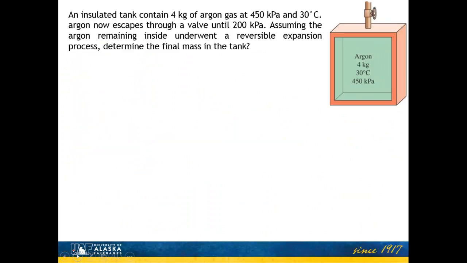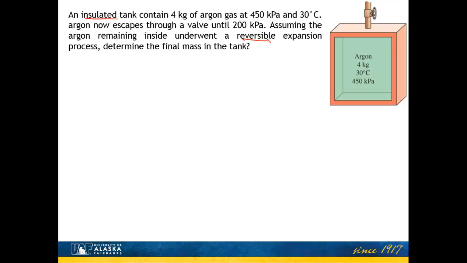Okay, so let's go ahead and do a second example here. And in this example, I've got, again, an insulated tank, and it contains 4 kilograms of argon gas, initially at 450 kilopascals and 30 degrees Celsius. Argon now escapes through a valve, looks like there's a valve here on the top, until the pressure inside is 200 kilopascals. And assuming the argon that's remaining inside the tank underwent a reversible expansion process, so it's reversible and it's insulated, which is adiabatic, we want to find the final mass in the tank.